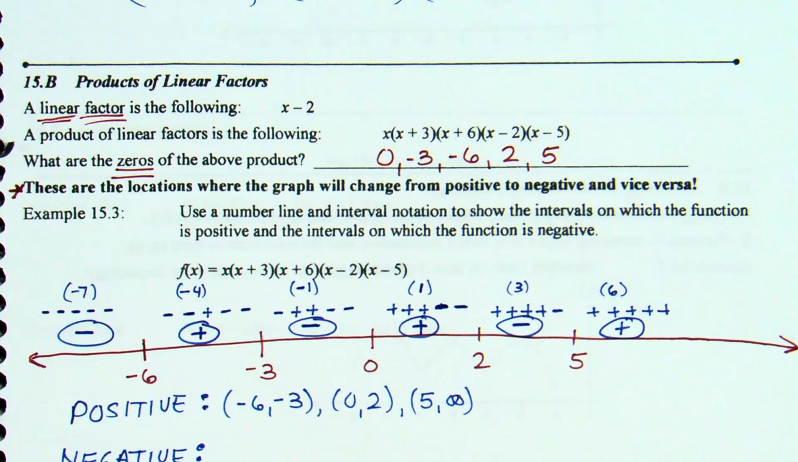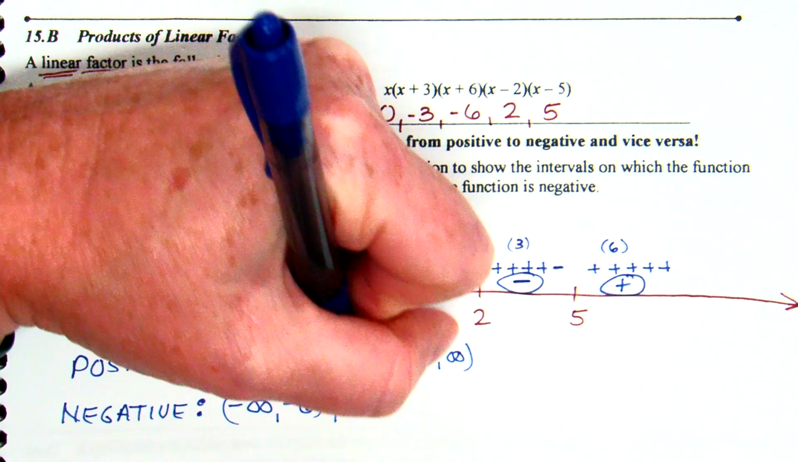My brain's everywhere. Okay, so what are my negative intervals? The other ones. Negative infinity to what number? Negative 6. Okay. And negative 3 to 0. 2 to 5.